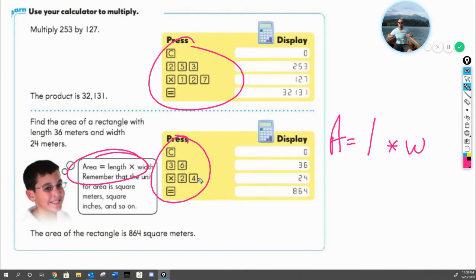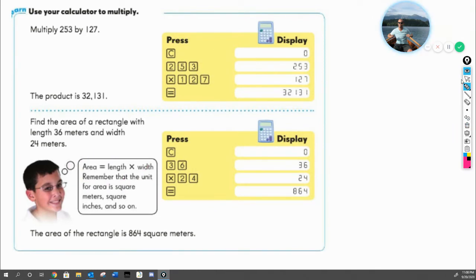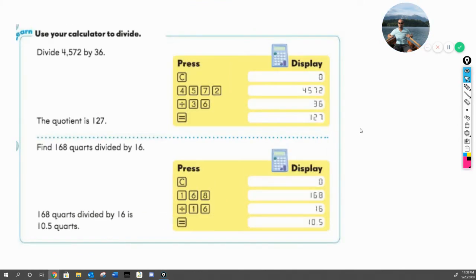All right, I am sure your answers matched exactly with what's here, so let's once again continue. I think this is going to be like the fastest math lesson ever, and that's not a bad thing. Finally, here's a little bit of division. So this first one just tells you to divide 4,572 by 36, and the second one gives you a little bit more of a real-world type problem, like you're dividing 168 quarts of something among 16 somethings. So there you go. Use your calculator to do those, and hopefully your results match with what you see on the screen here. Pause, solve, continue, go.